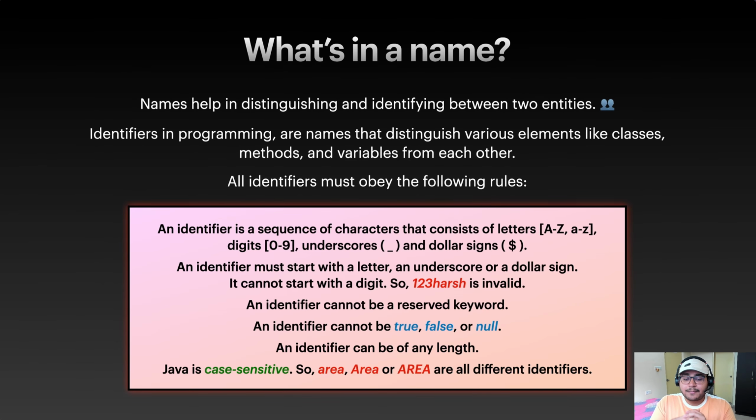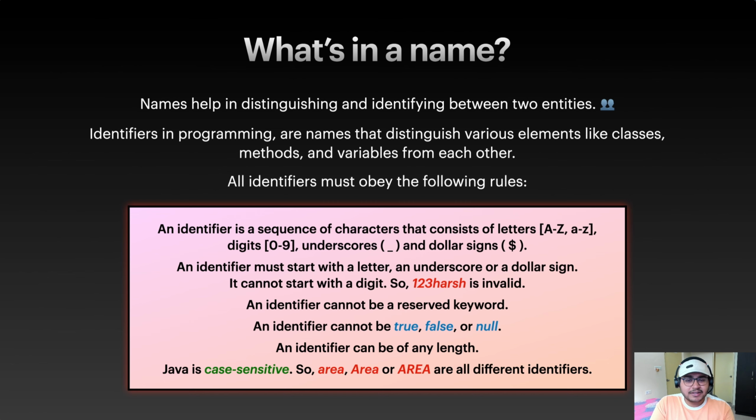All identifiers must obey the following rules. An identifier is a sequence of characters that consist only of letters, digits, underscores, and dollar signs. Only these four categories. An identifier must always start with a letter, an underscore, or a dollar sign. It can never start with a digit. So 123# is an invalid identifier.